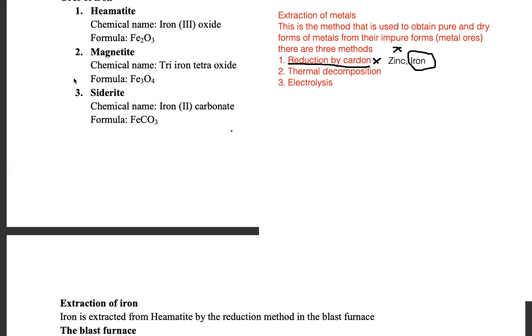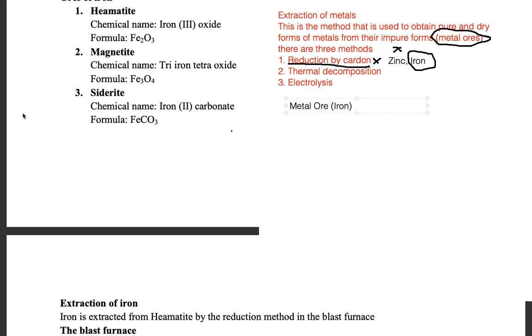Now, when we are talking about the impure forms, these impure forms of each metal are very important, and we have got names. So the first thing would be, what is the metal ore from which iron is extracted?